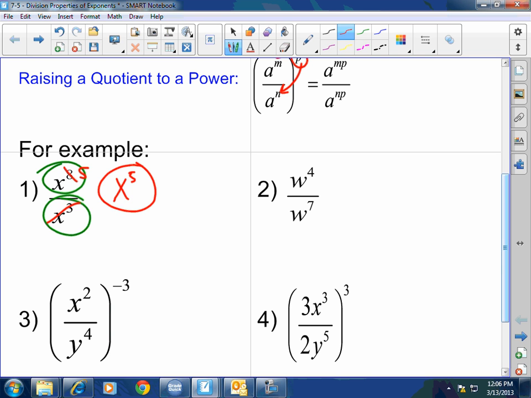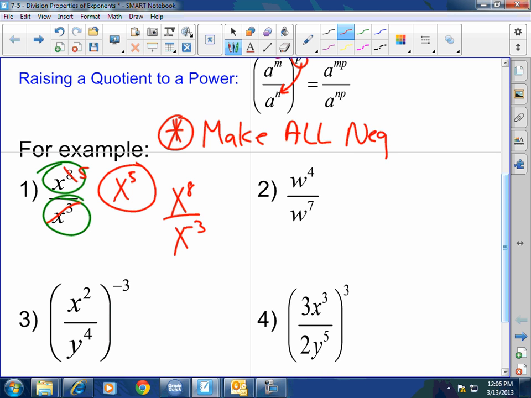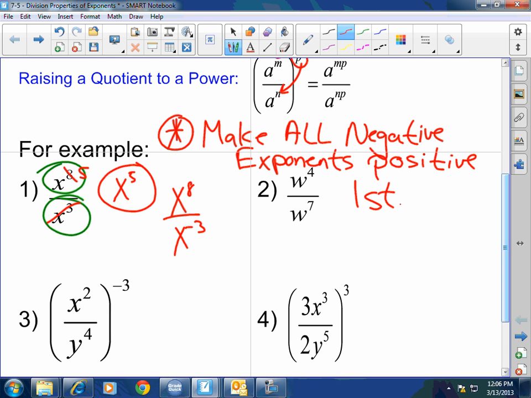Now, what if it's x to the 8th over x to the negative 3rd, like I had said before? Whenever you have a negative exponent, make all negative exponents positive first, then simplify.